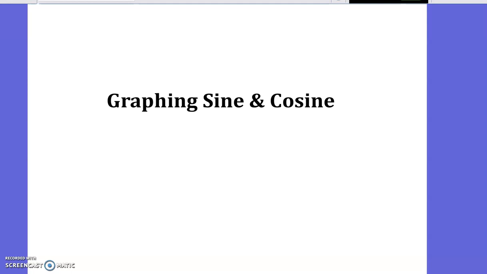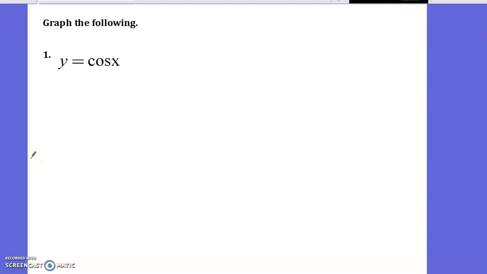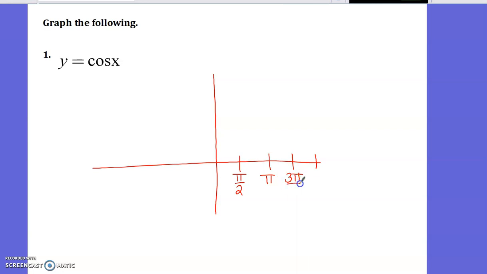So to start, we're going to look at what the parent functions of cosine and sine look like, and then do the transformations to those graphs. So to begin, just a little review. If you remember with cosine and sine, with the parent functions, we labeled the x-axis by pi over 2's. We counted by pi over 2's because remember we used those quadrantal angles to start. Sometimes this x-axis will change depending on the transformation we're doing, but for the basic cosine graph, that's what the x-axis is going to look like.